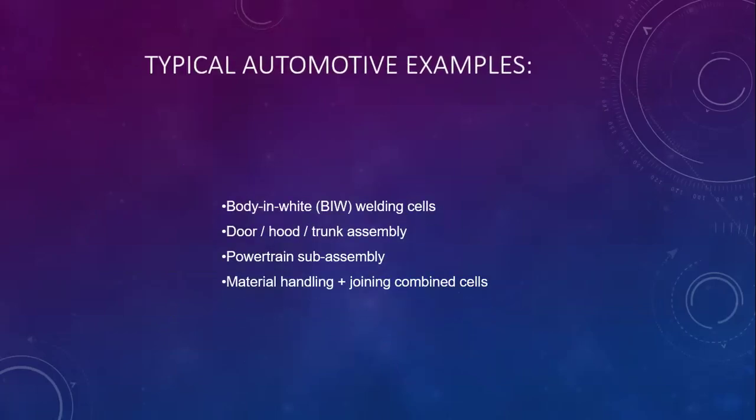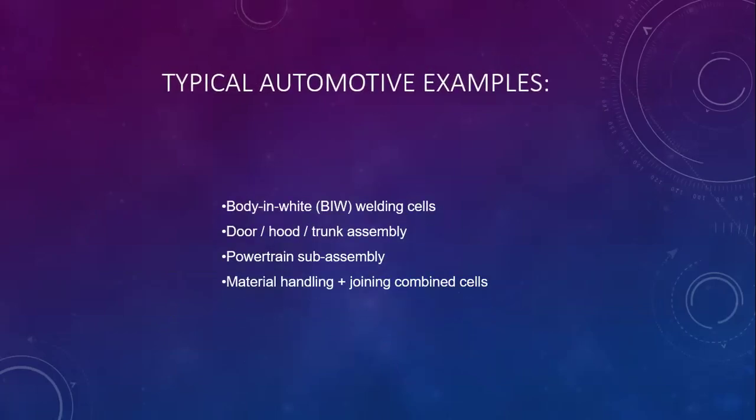What are the typical automotive examples for which we can implement the multi-robot work cell? Manufacturing the automotive body frame in welding cells, then door assembly, gearbox assembly, powertrain assembly, and pick and place operations using material handling. For these activities, we can go for multi-robot work cell optimization.